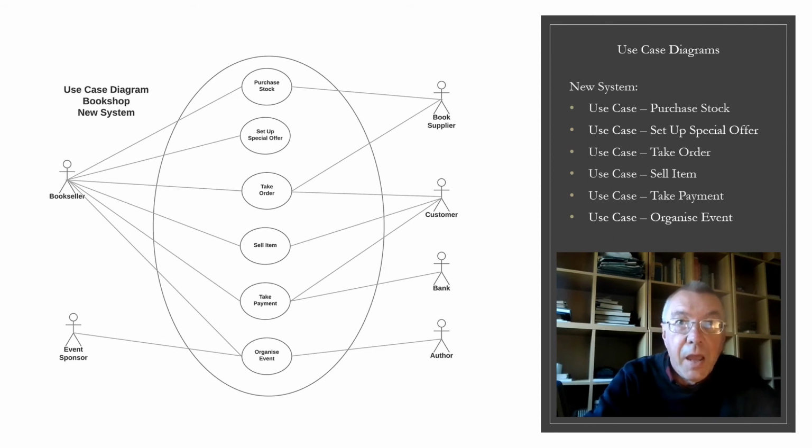So here we have it, a use case diagram for our bookshop, showing at a high level what the new system should do, including some elements of the current system carried forward and some brand new requirements, represented as 6 use cases.